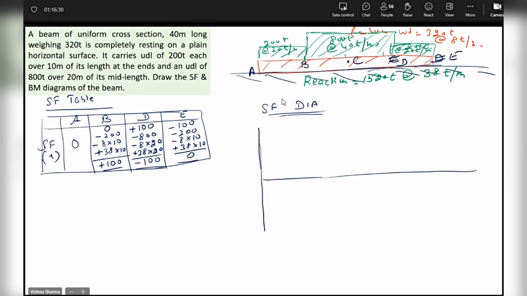I get the SF diagram like this. I have point A, point B. I intentionally skipped C, and then I have point E. Sorry, this is D. This is D. I have the values ranging from plus 100 to minus 100, same value up and down.